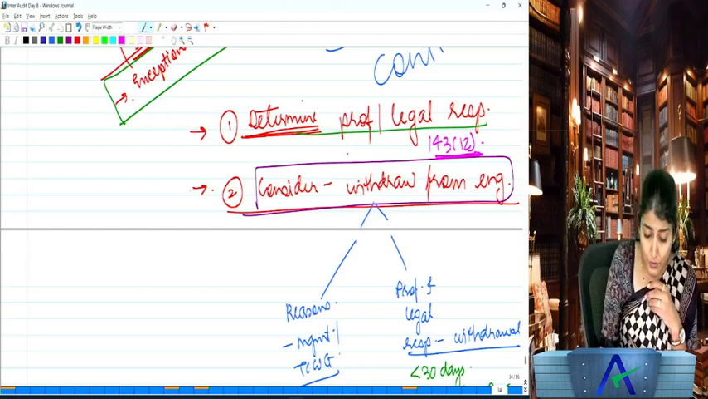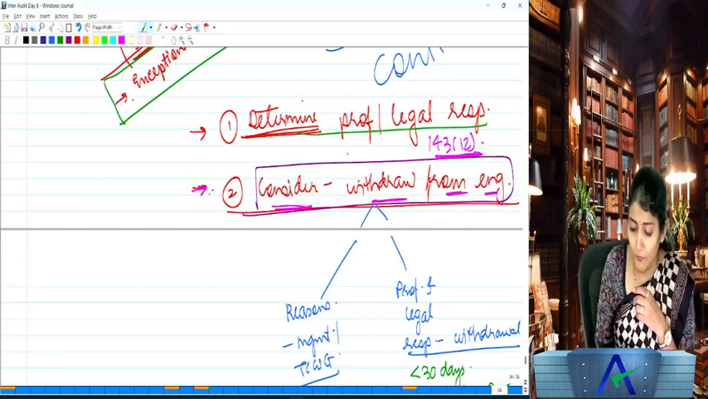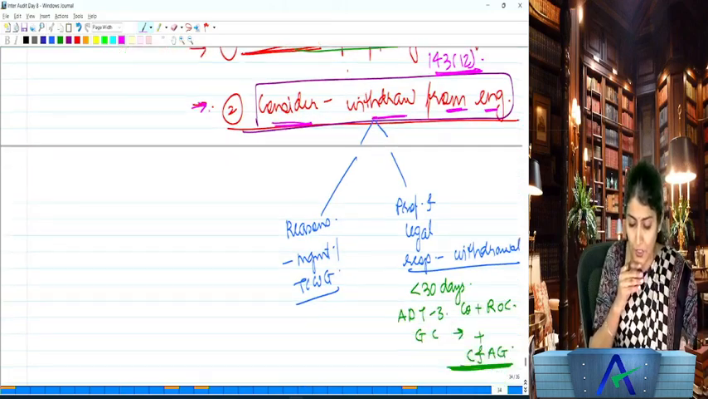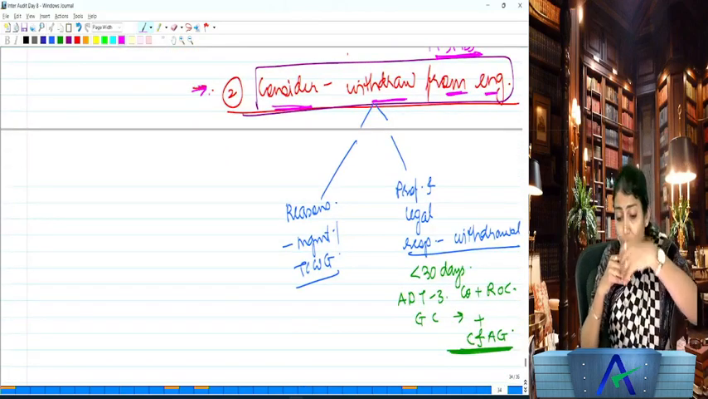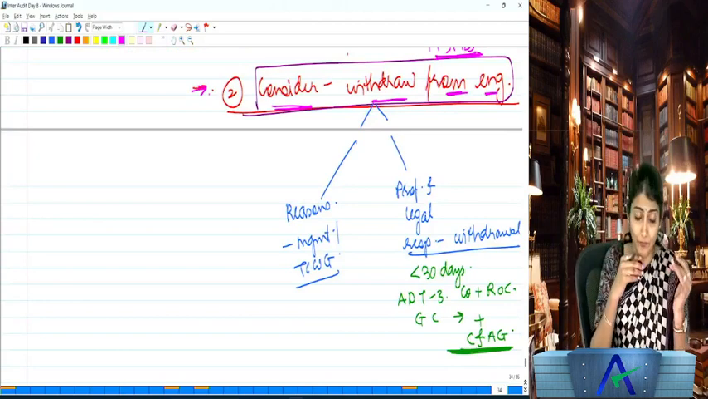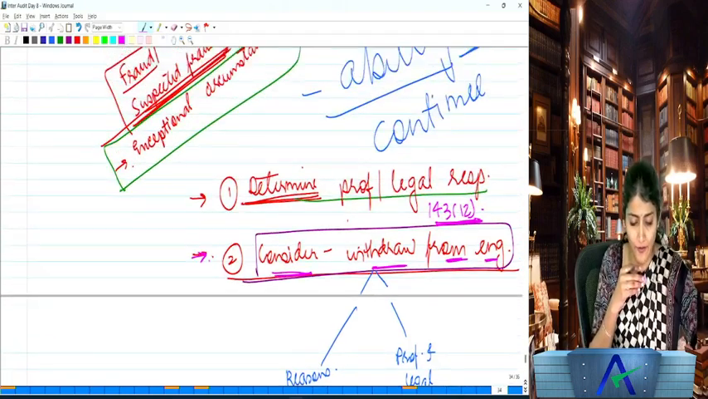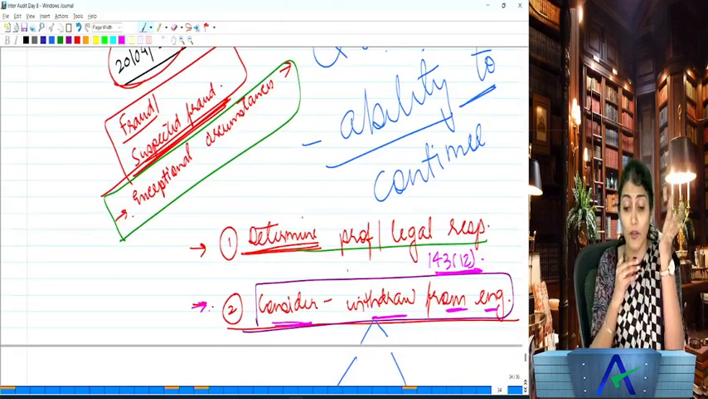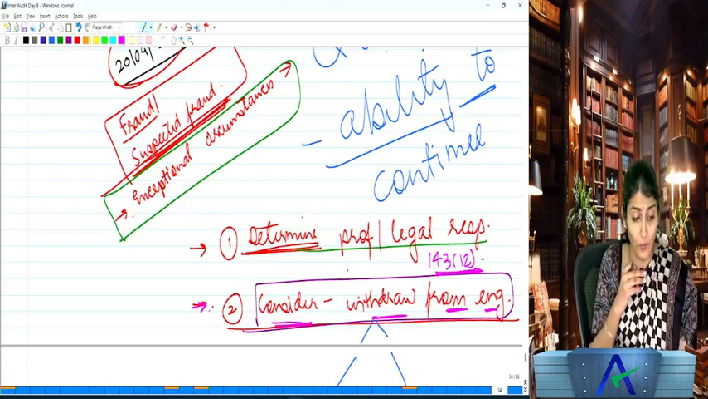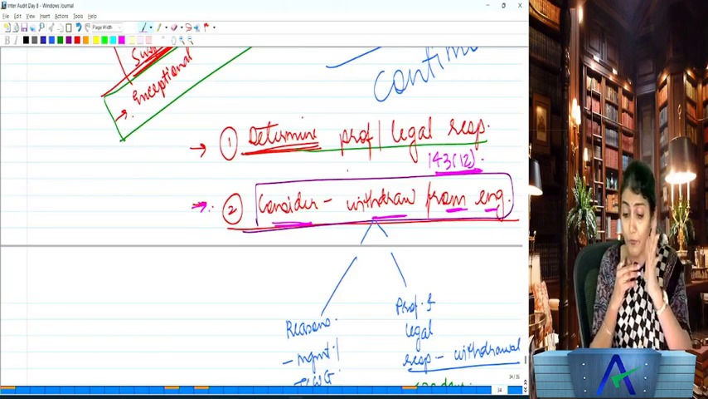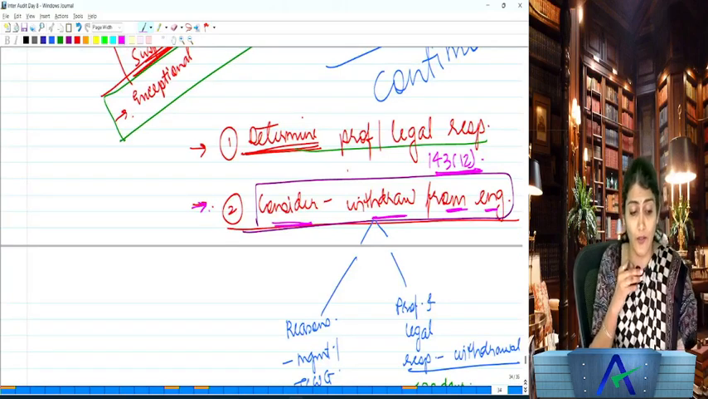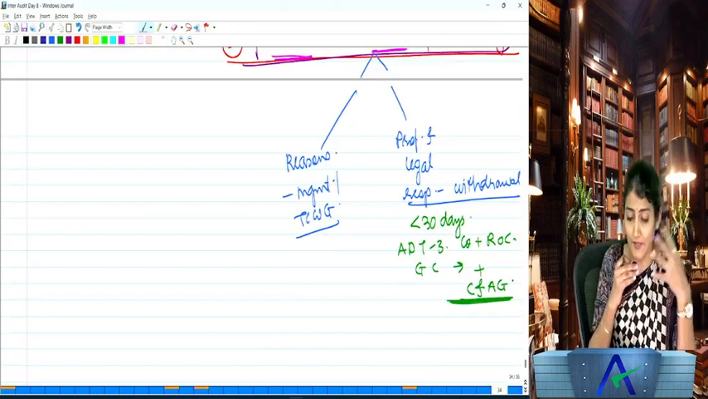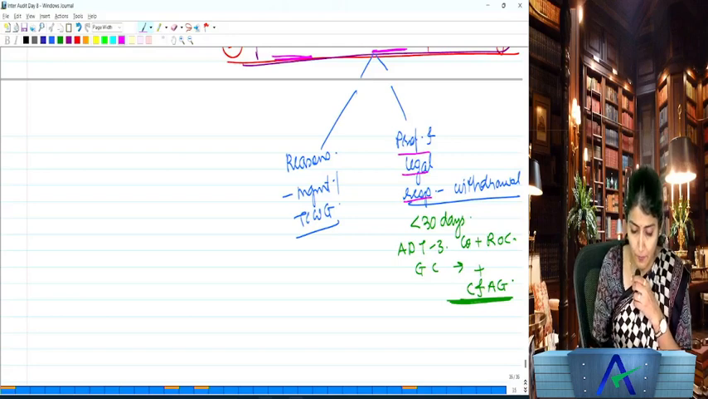And second, what the auditor needs to do, he needs to consider whether he needs to withdraw from the engagement. And if he decides to withdraw, then reasons for withdrawal, he needs to communicate it to the management TCWG. And second, he needs to consider his professional legal responsibilities with respect to the withdrawal. Right, so that is if the auditor identifies a fraud or a suspected fraud that brings into question the auditor's ability to continue performing the audit. What are the two things the auditor needs to do? Determine the professional legal responsibilities, and second, what? Consider whether it is appropriate to withdraw. And if you decide to withdraw, then reasons for withdrawal you communicate to management TCWG, and second, you consider your professional legal responsibilities. Okay, right.